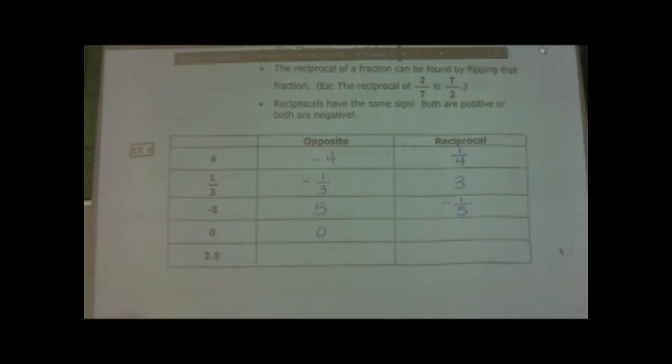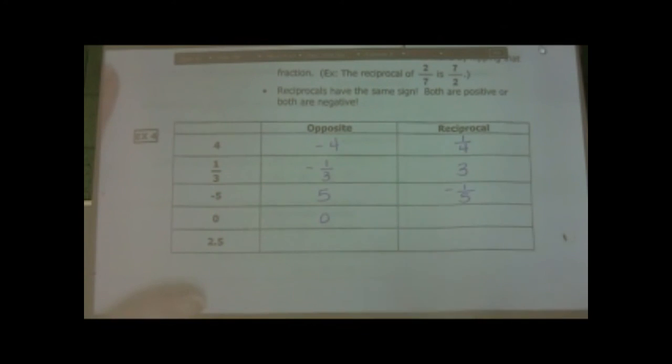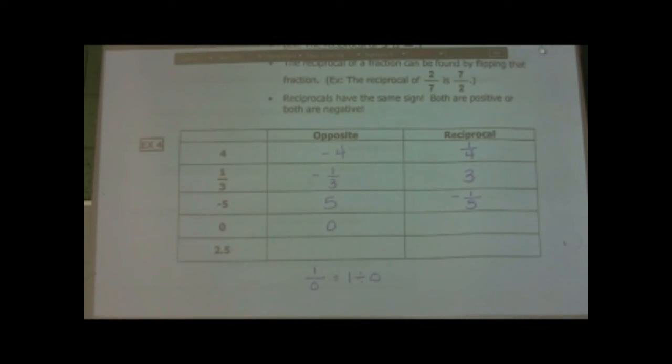What is the reciprocal of 0? No, it is not 0. 0 over 1. 1 over 0. It's 1 over 0. So let's think about this for a minute. Let's go down to the bottom of the page. If I have 1 over 0, this means 1 divided by 0. Anyone want to put that in their calculator? It's an error. Yes, you cannot divide by 0.